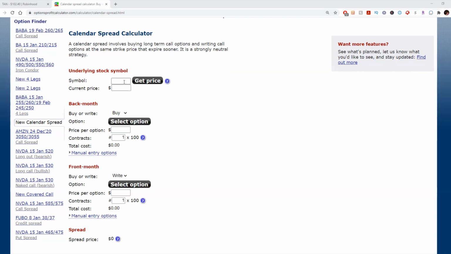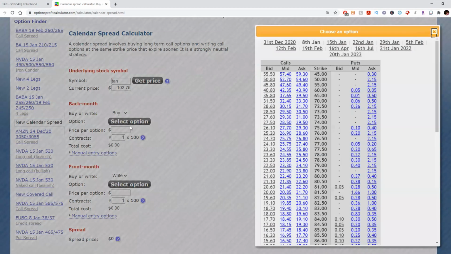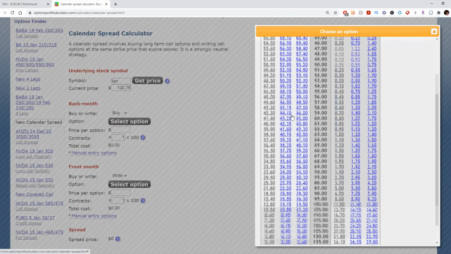So to give you an example here, let me pick ticker symbol TAN, which is the solar ETF for all the solar stocks. It's one of my favorite ETFs to be invested in right now. So the way you would place this would be, you would buy a long call that is, say, several months down the line. Let's choose either April or July. You can even do LEAP calls, say January of 2022. So just in this example, I'll take the April 16th expiration.